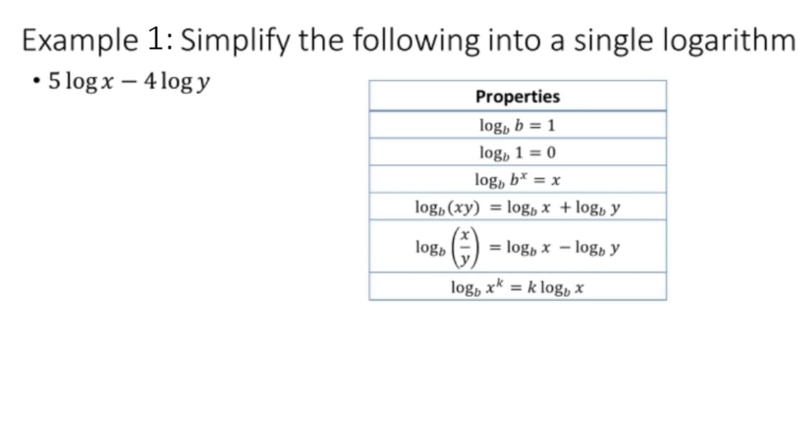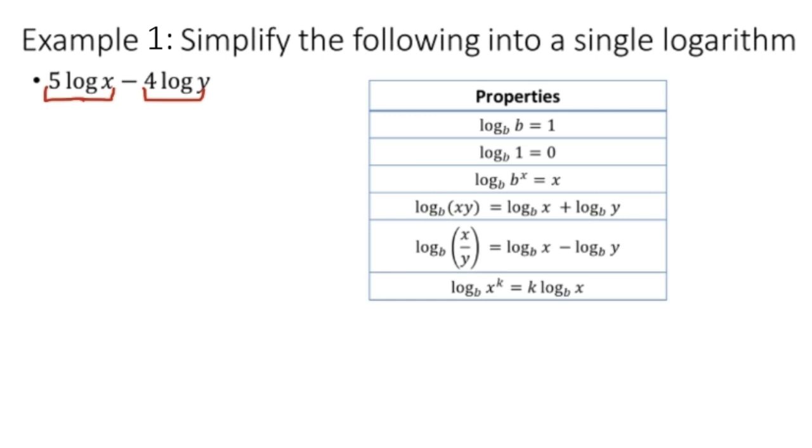Next, we're going to simplify the following expressions into a single log. Our first expression is 5 log of x minus 4 log of y. The way we simplify our logs into a single log is we want to follow the order of operations in order to decide what property we would use. Taking a look first at the 5 log of x and the 4 log of y. Before I would subtract, following order of operations, I would have to multiply first, specifically the 5 with the log of x and the 4 with the log of y.